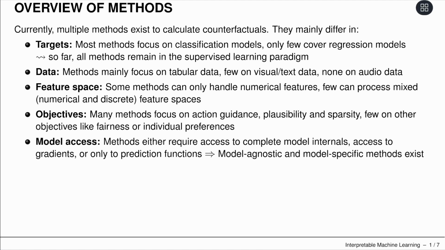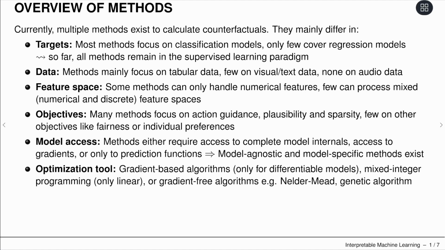Next is model access. Some of these methods work on the complete model internals, really knowing the entire structure, all the weights and everything, so that you can compute gradients. And some take more of a black box view, where you can only query and get some of the predictions of your underlying model. But it really depends again on what kind of assumptions we're making.